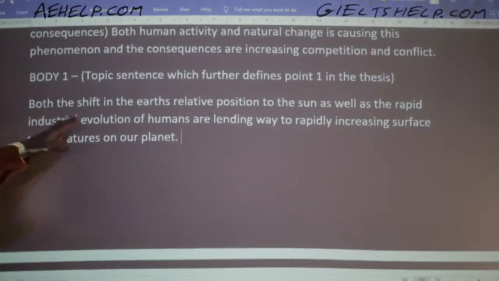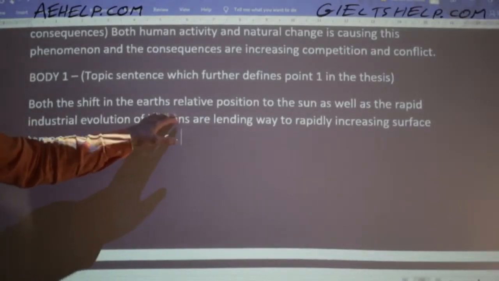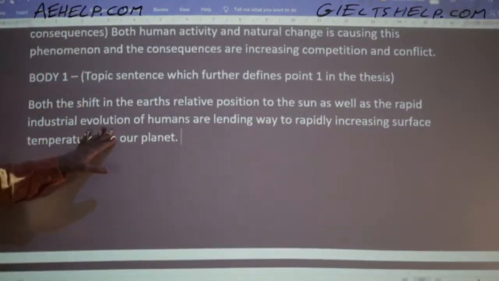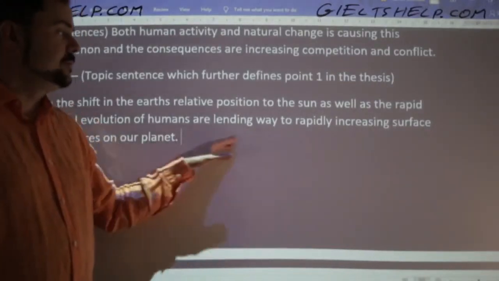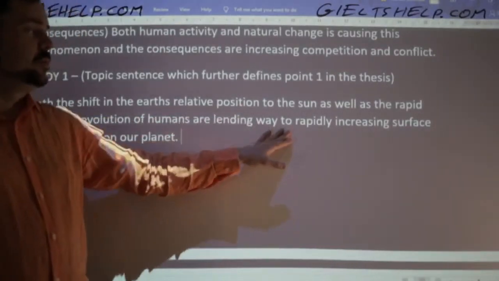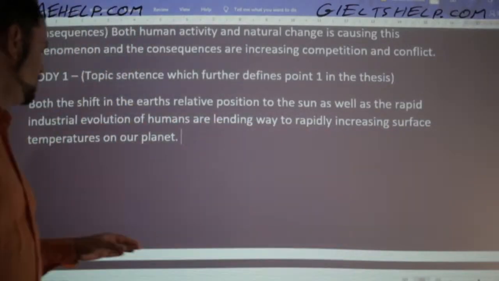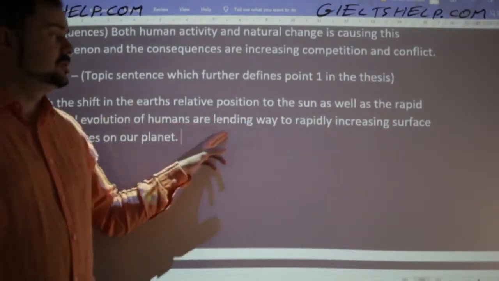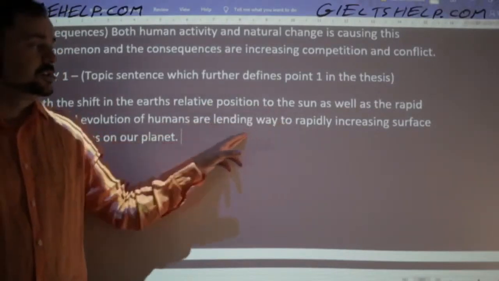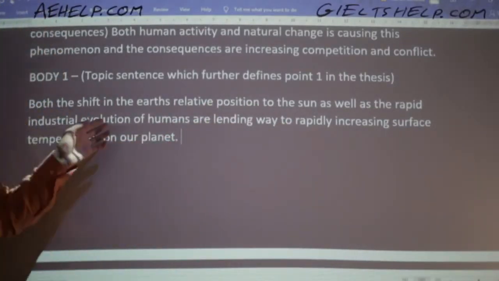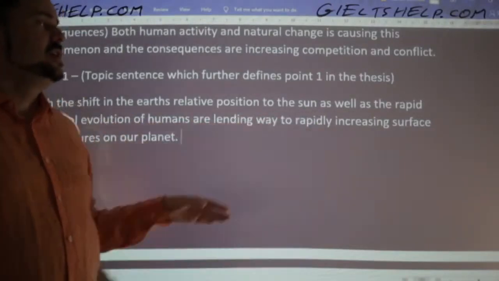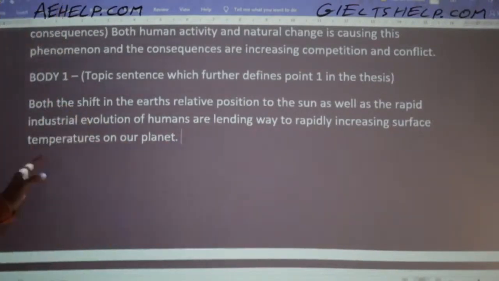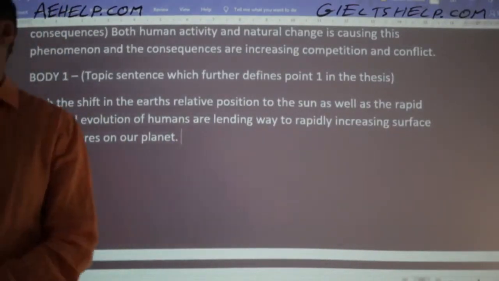So I wrote both the shift in the Earth's relative position to the sun, as well as the rapid industrial evolution of humans are lending way, notice this interesting expression here, are lending way to rapidly increasing surface temperatures on our planet. Okay, lending way means to influence, to cause. Okay, so both the shift in the Earth's relative position to the sun, as well as the rapid industrial evolution of humans, are lending way to rapidly increasing surface temperatures on our planet.